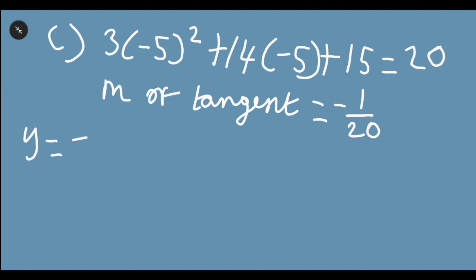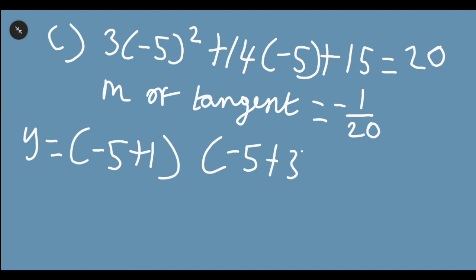minus, so it'd be x, my bad, it would be minus 5 plus 1, and then we'd have minus 5 plus 3 squared, and this would equal to minus 5 plus 1 is minus 4.